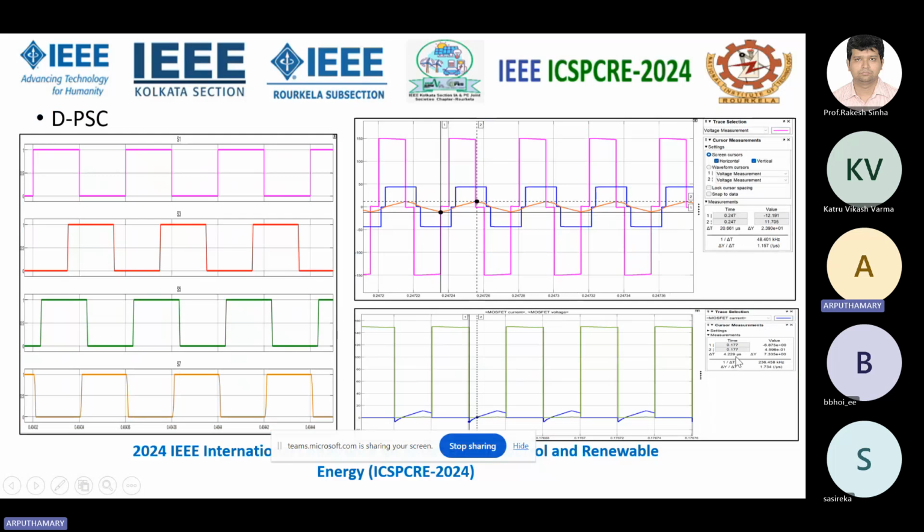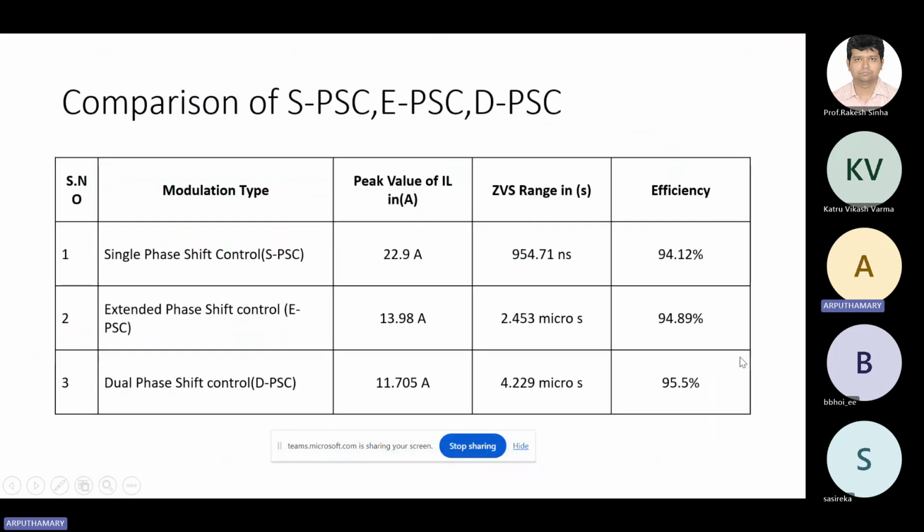So the ZVS range is improved a lot, 4.2290 microsecond. This is the overall comparison analysis. By using the single phase shift, I have got the peak value of inductance current as 21 amps, which is very large. This will lead to conduction loss. This will reduce the efficiency.